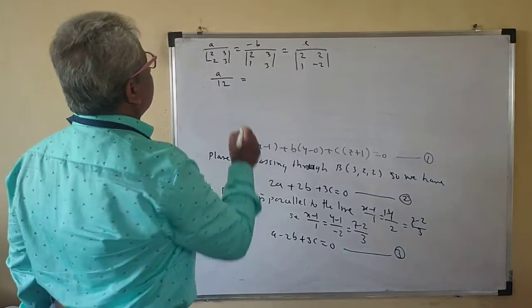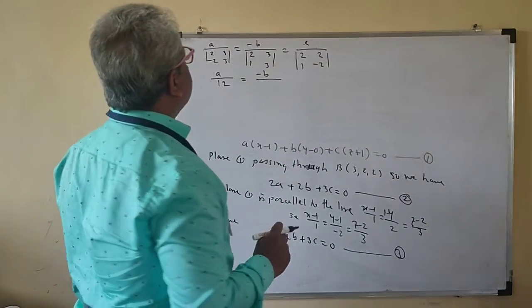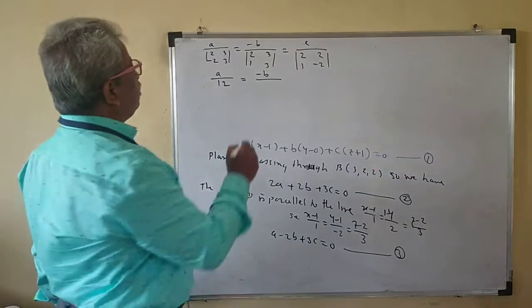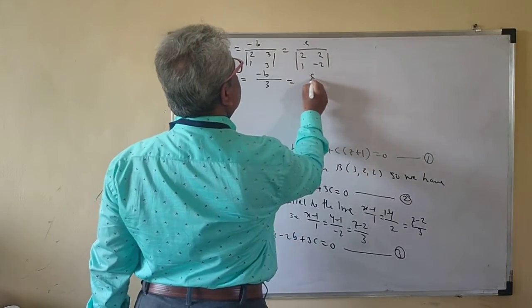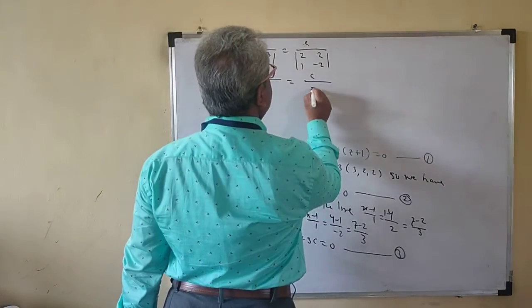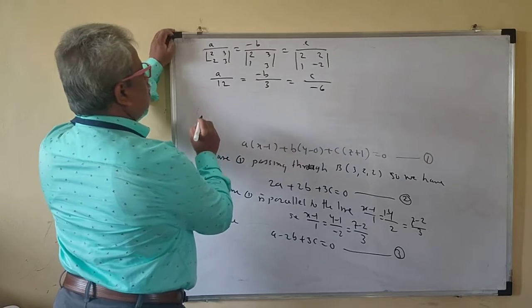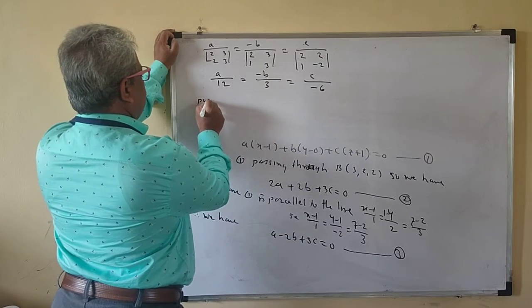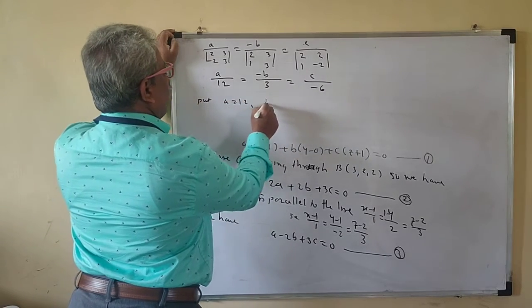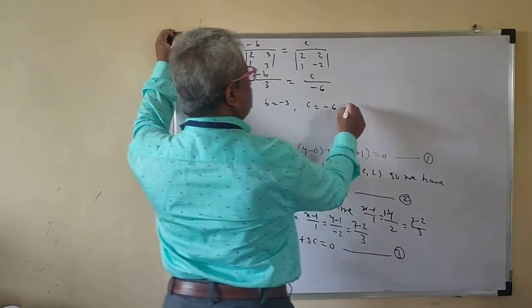This is 12. Okay. Minus b upon 6 minus 3 is 3. c upon minus 4 minus 2. Minus 4 minus 2 is minus 6. Okay, so put a is equal to 12, b is equal to minus 3, c is equal to minus 6.